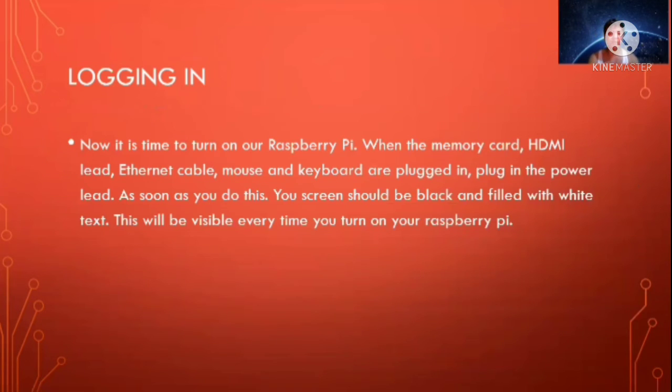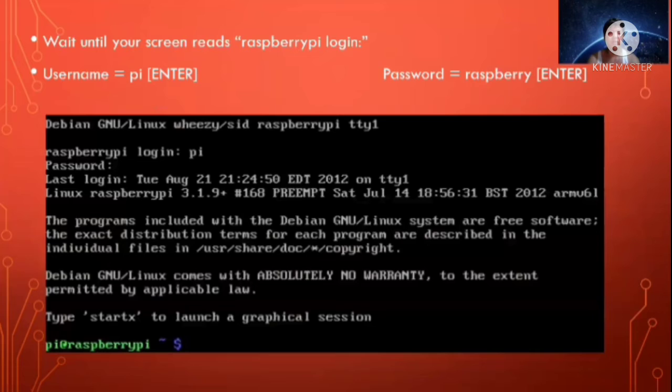Logging in. Now it's time to turn on our Raspberry Pi. When the memory card, HDMI lead, Ethernet cable, mouse, and keyboard are plugged in, plug in the power lead. As soon as you do this, your screen should be black and filled with white text. This will be visible every time you turn on Raspberry Pi. So wait until your screen reads Raspberry Pi login. So username, pi, enter, and the password is raspberry, enter. So this is what you can see on your screen.